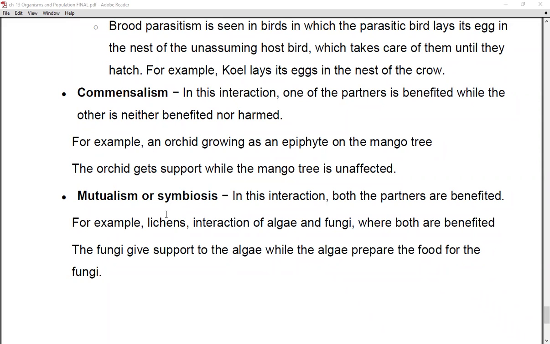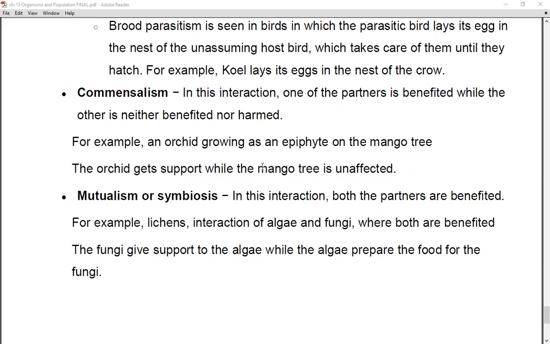So commensalism gives the example of an orchid which is growing as an epiphyte on the mango tree. The mango tree is very huge and a big tree, right? While the orchid needs what? A support for growing, right? But the mango tree is unaffected, and the orchid gets the support. So in commensalism, the orchid is benefited as it is getting the support, while the mango tree is neither benefited nor harmed, right? So this is about the fourth type of interspecific interaction, and that is commensalism.